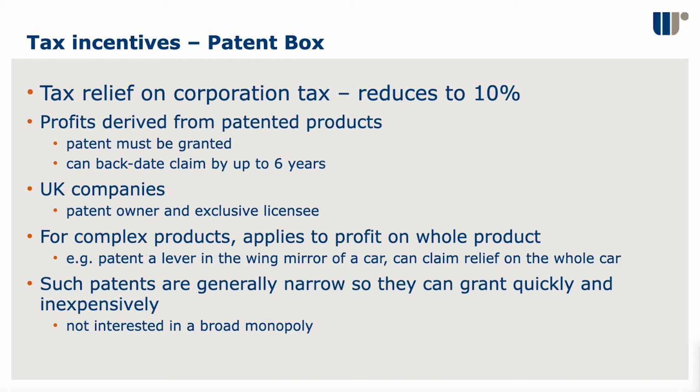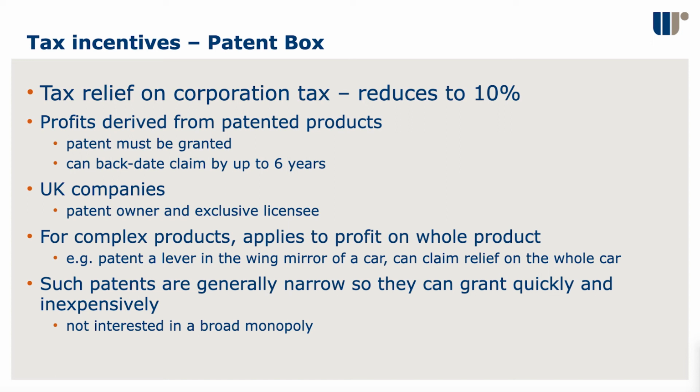Other qualifying criteria include that the benefit is available to UK companies only. However, the patent owner and an exclusive licensee can make a claim. One huge benefit of the system is that for complex products, the benefit applies to profit on the whole product. So for instance, if a car manufacturer obtained a patent to a lever in the wing mirror of a car, they can claim relief on the products derived from the whole car.